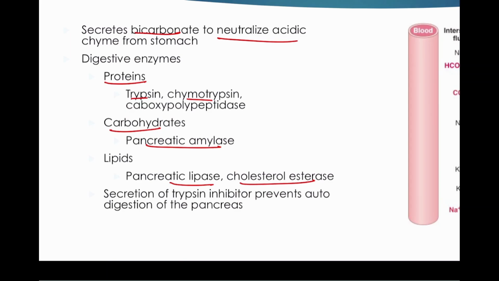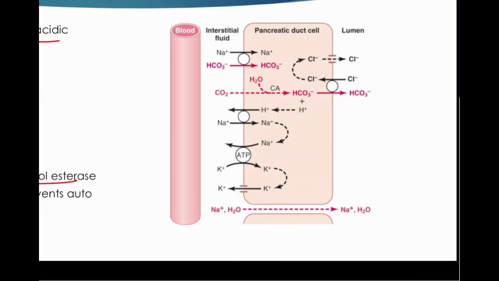Amylase, just think of carbohydrates. Amylase is for carbohydrates. Lipase is for the fat. And we also have secretion of trypsin inhibitor, which prevents autodigestion of the pancreas. We don't want the pancreas to digest itself. The pancreas is producing all this bicarb and all the other digestive enzymes, so they want to make sure that the pancreas itself is protected from all that bicarb, which is alkaline. So we have this trypsin inhibitor, which protects from autodigestion.